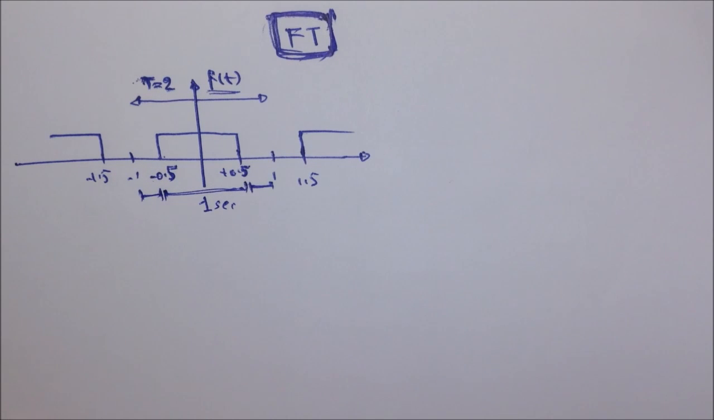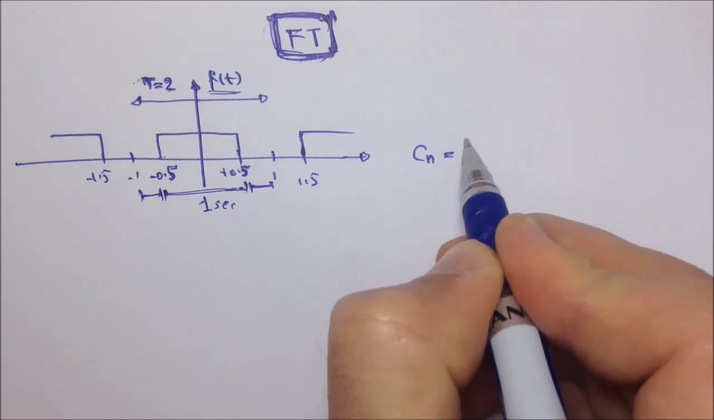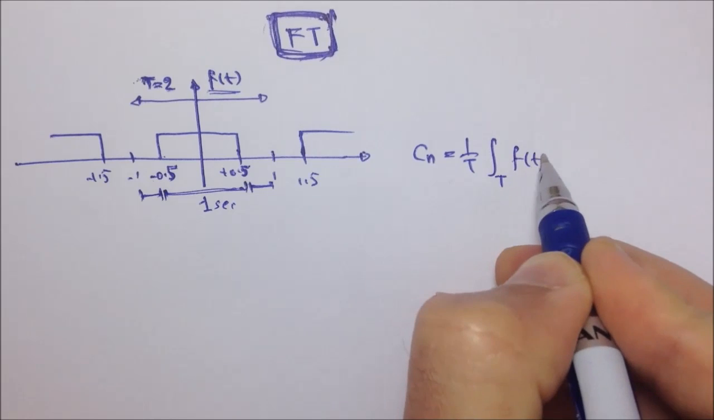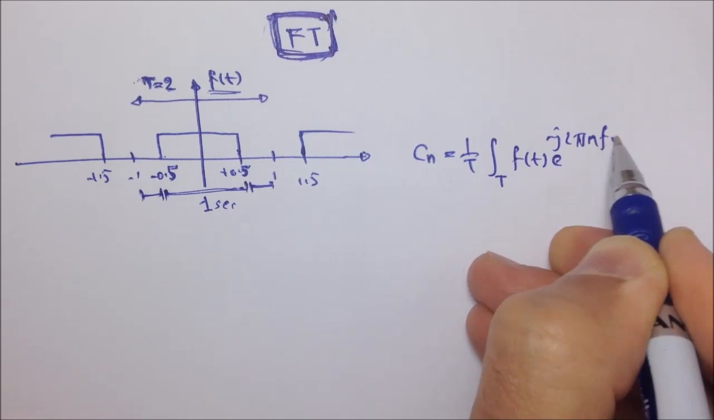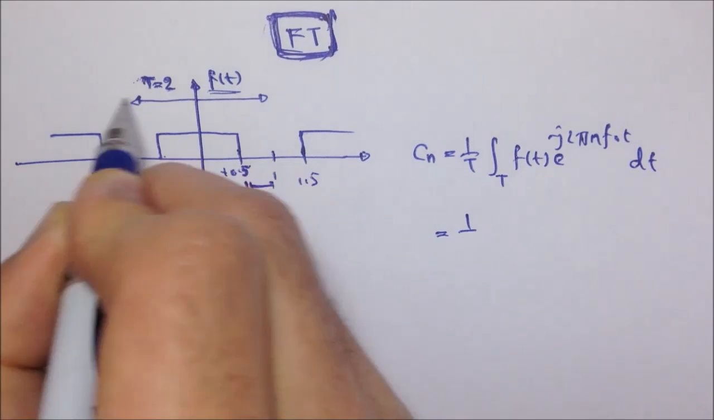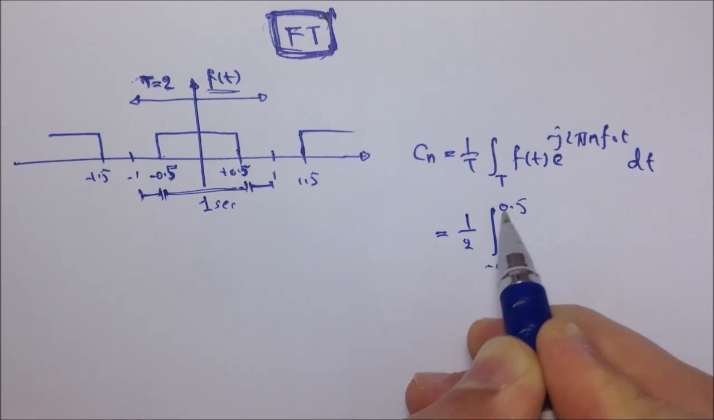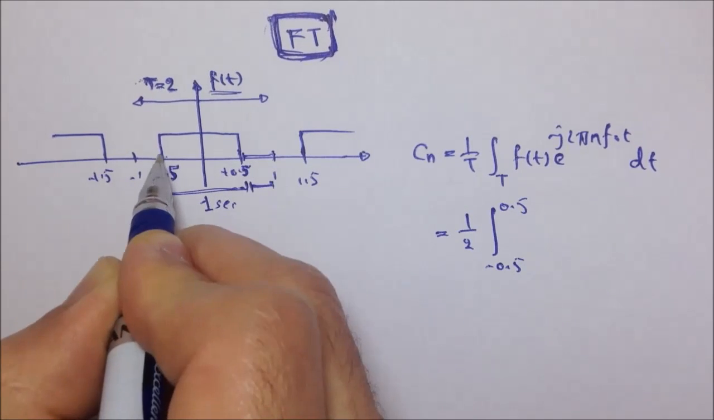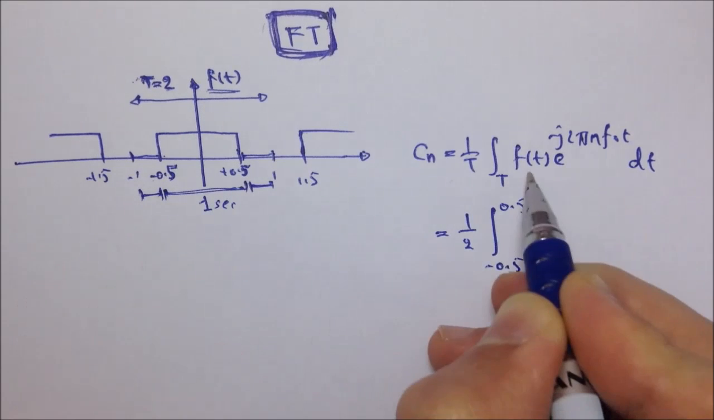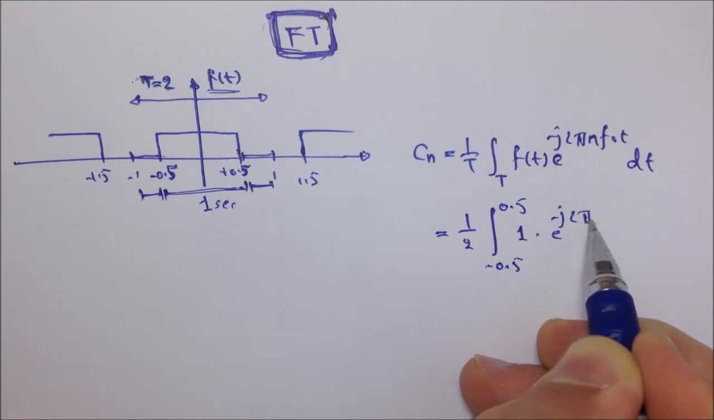Now I'm going to use the complex form of Fourier series to evaluate the spectrum coefficients. So you need to cover this topic before understanding Fourier transform. So C sub n equals 1 over T integration over time of f of t e^(-j2πnf₀t) dt. So 1 over T, where T equals 2 seconds. Integration from -0.5 to +0.5, since f of t has 0 values outside this interval, f of t equals 1 during this interval, times e^(-j2πnf₀t).